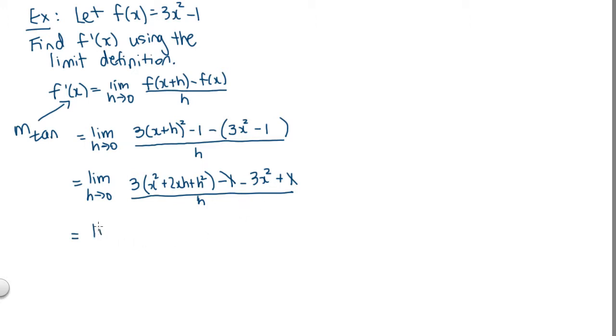So going on to the next step, we've got limit as h goes to 0. Let's expand through this first bracket here. So we got 3x squared plus 6xh plus 3h squared. And then we've got our minus 3x squared there, and that's all over h. So again, we get a little bit more cancellation. The 3x squared and the minus 3x squared are going to cancel. Again, if we tried plugging in h equals 0, we just have 0 over 0, so we need to keep going with the algebra.